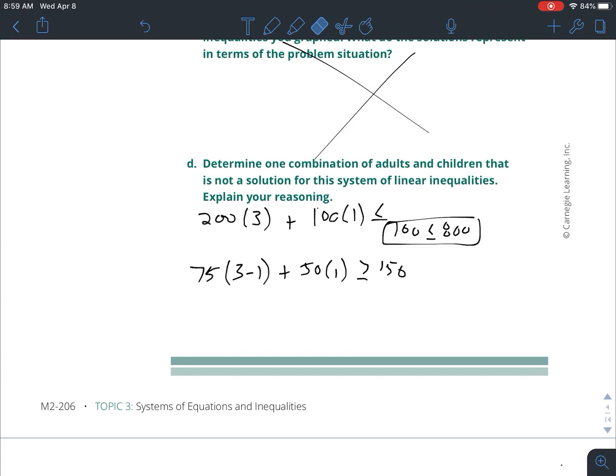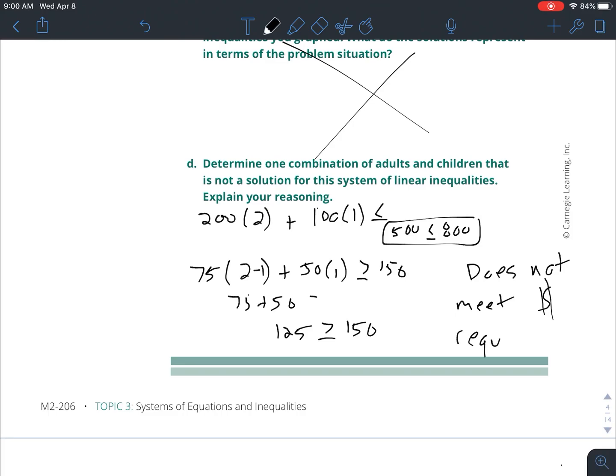Oh, I'm sorry. 2 adults is including Chase. So this is going to be 2 minus 1. That gives our answer here a little different. I'm sorry, guys. We're going to look back at it. 200 times 2 is 400. 400 plus 100 is 500. So that works. Now let's look at this. 2 minus 1 gives us 1. So that's 75 plus 50, which comes out to be 125, which is not greater than or equal to 150. So this does not work. We'll just say it does not meet money requirements.